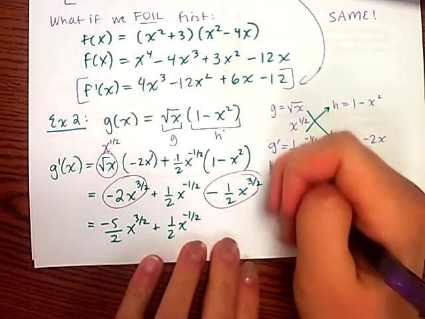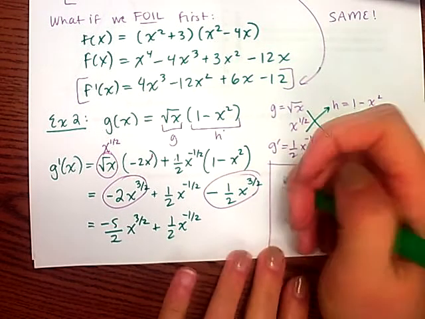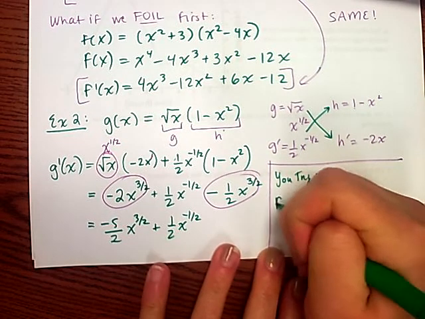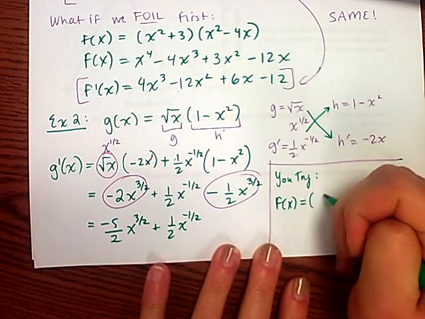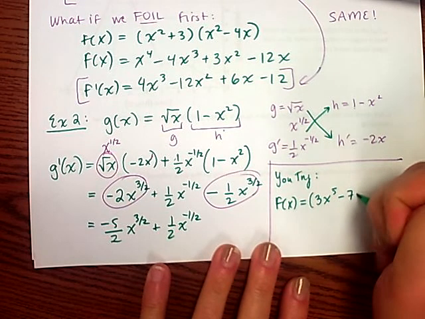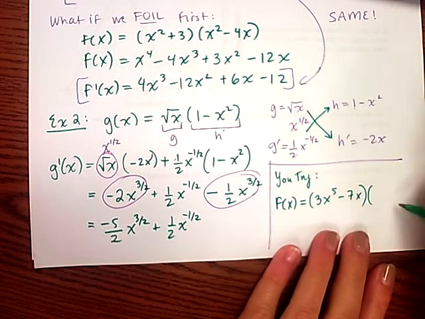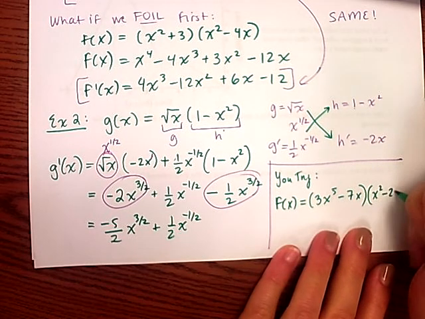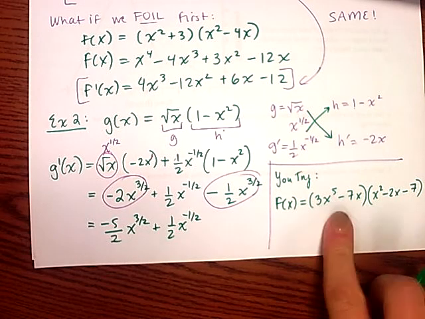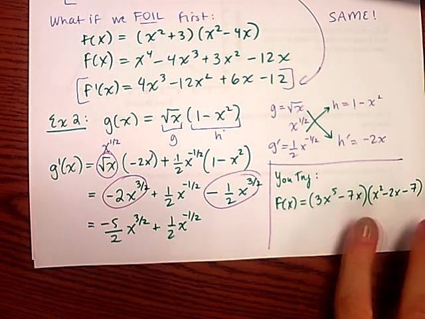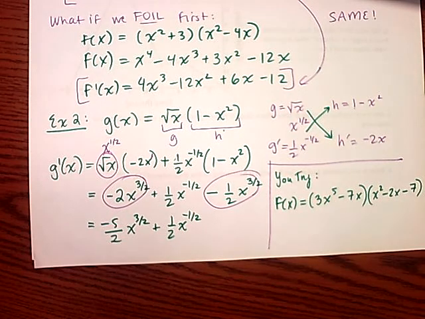So I'm going to leave you with a Try-It problem. If f of x equals (3x to the 5th minus 7x) times (x squared minus 2x minus 7), can you find the derivative of this product? And I actually don't want you to FOIL. I want you to try to use the product rule and see what you get.